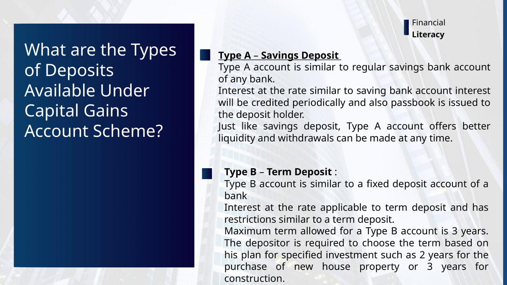Next, let's talk about Type A, the savings deposit. This is quite similar to a regular savings bank account. It earns interest at a rate comparable to standard savings accounts, and interest is credited periodically. Plus, a passbook is issued to keep track of your transactions, making it easy to monitor your savings. One of the key advantages of a Type A account is its liquidity. Just like a regular savings account, you can withdraw money at any time without any restrictions. This flexibility makes it a convenient option if you want easier access to your funds.